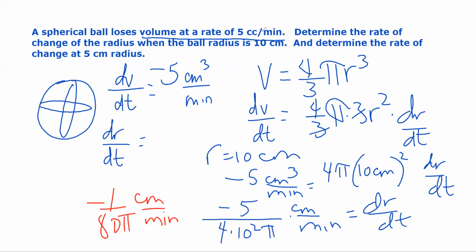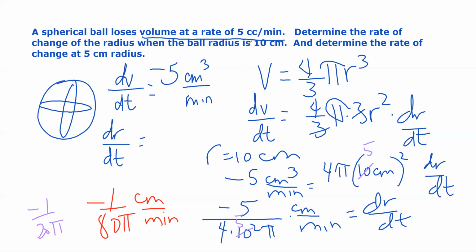Now that's the situation for when the ball radius is at 10. Now later on, the ball radius is at 5. If the ball radius changes, all I'm going to do is change the 10 to 5. But what's going to happen is that's going to become -5 over 100, which really shrinks down to -1 over 20. So the radius is now shrinking faster.